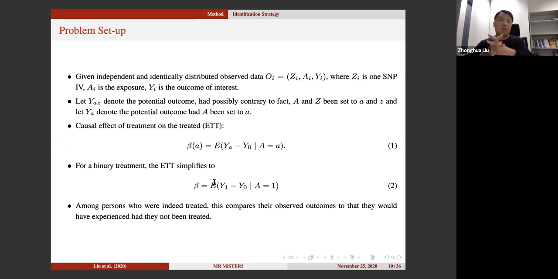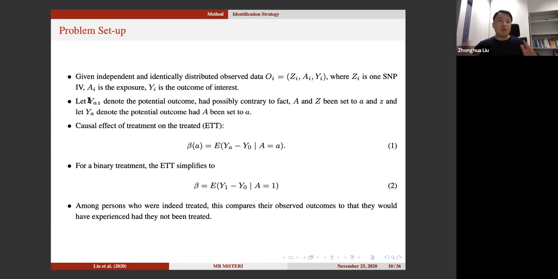Problem setup. Suppose we have independent and identically distributed data. We call it O_i, where i is the sample index, i from 1 to n, and n is the sample size. So we have three variables here. Z_i is a SNP, A_i is the exposure, Y_i is the outcome of interest. Here, Y_i is a continuous outcome. For the whole paper, we focus on continuous outcomes.